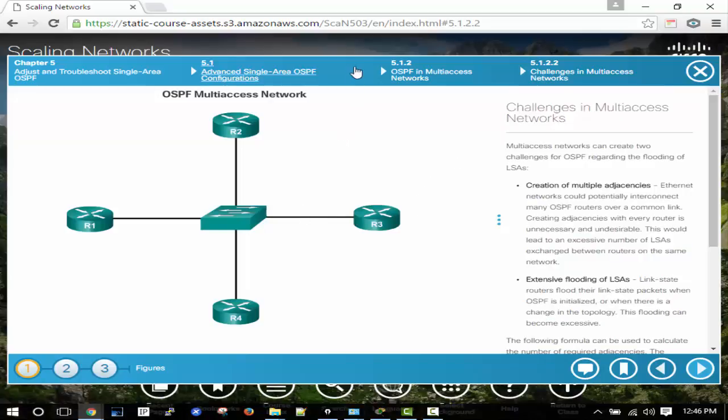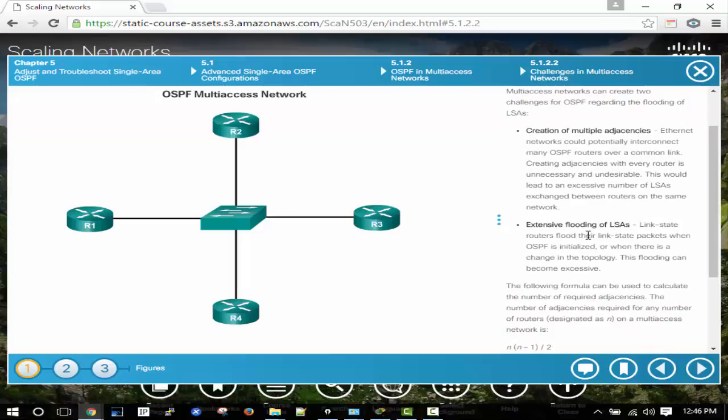Alright, so we're back to our multi-access layer, and what does the multi-access layer do? It has creation of multiple adjacencies. Why? It's not point to point. So we're adjacent to 3 other neighbors, and the more adjacencies we have, the more flooding there is. That's the bad thing about single area OSPF, right? An Ethernet network could potentially interconnect many OSPF routers over a common link. Creating adjacencies with every router is unnecessary and undesirable. This would lead to an excessive number of LSAs exchanged between routers on the same network. Link state routers flood their link state packets when OSPF is initialized, or when there is a change in topology. This flooding can become excessive.